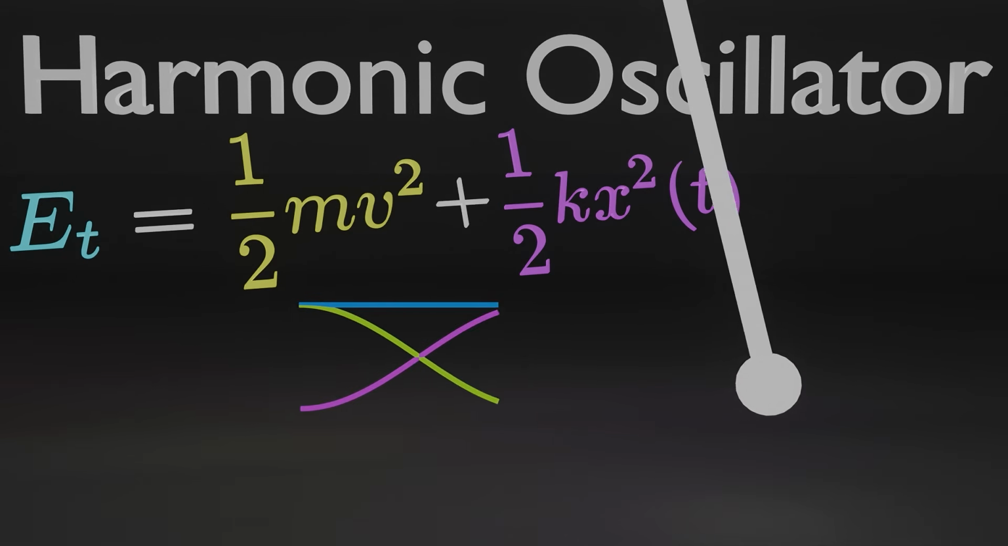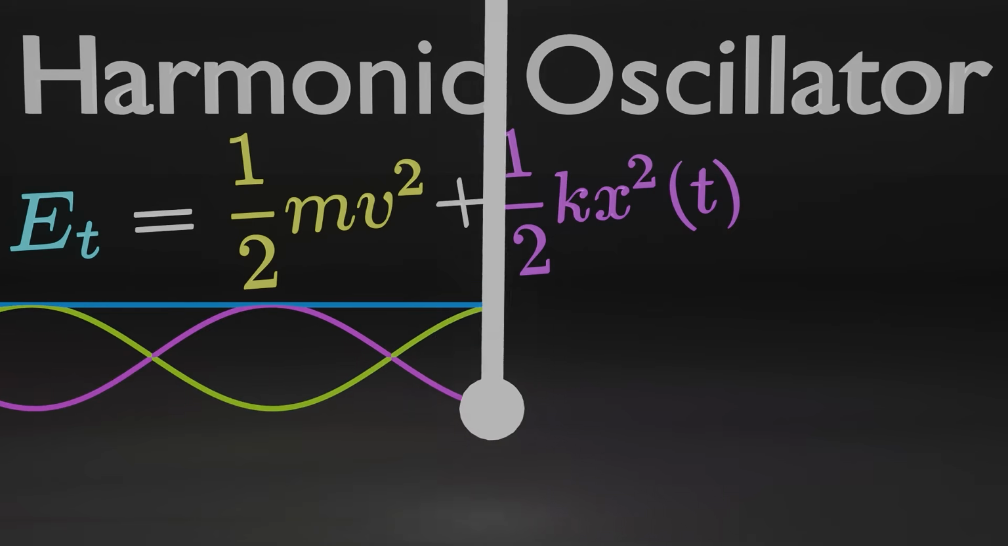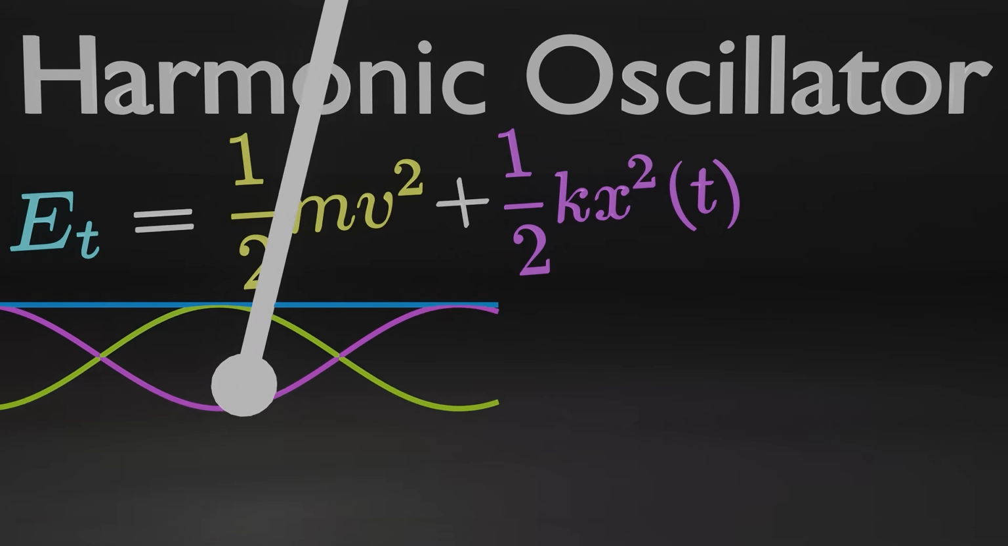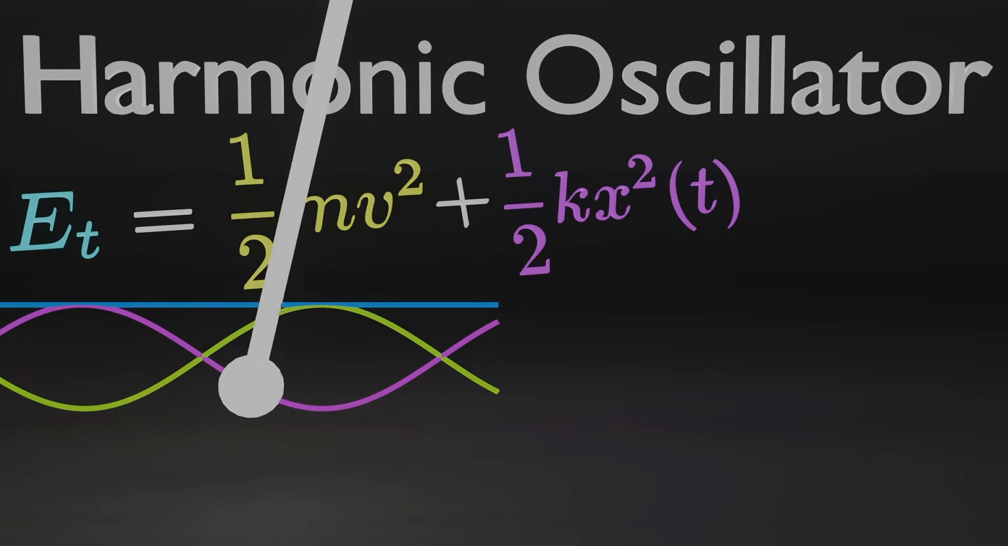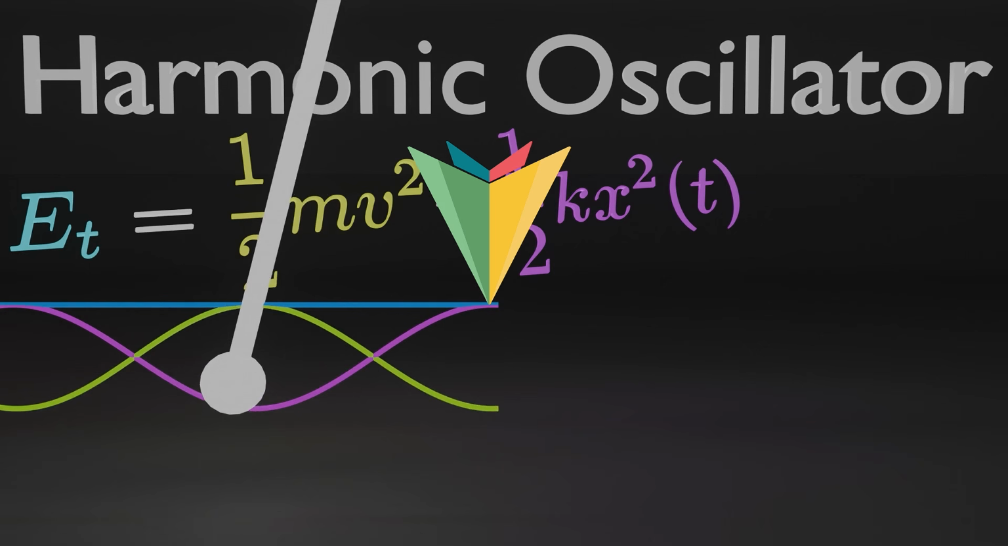As you can see, we have three lines: the yellow-greenish, which is kinetic, the purple, which is potential, and blue, which is the total. As you can see, when the pendulum swings to the extreme, the kinetic energy reaches 0, because it's no longer moving. But the potential reaches the maximum, because at this point it's pulled back with the strongest force.